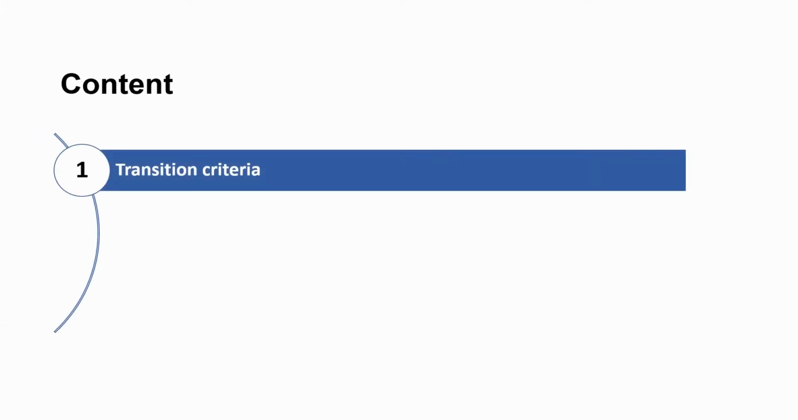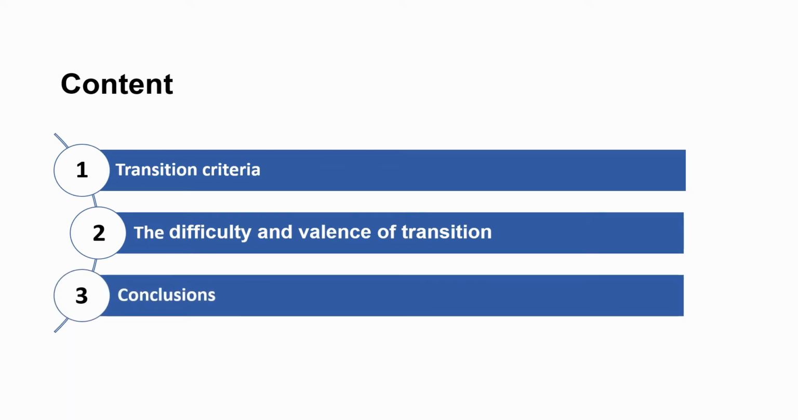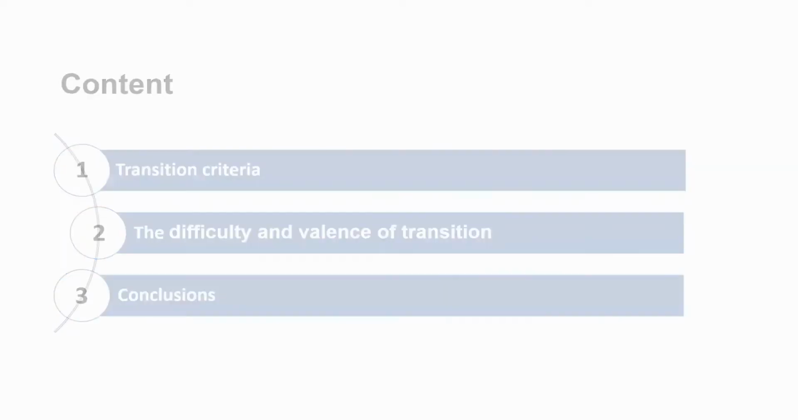This video is divided into three parts. First, I will present general transition criteria I have selected. Then I will place these criteria in relation to their valence. Don't worry, I'll also explain valence when we get to it. Finally, conclusions will be discussed.